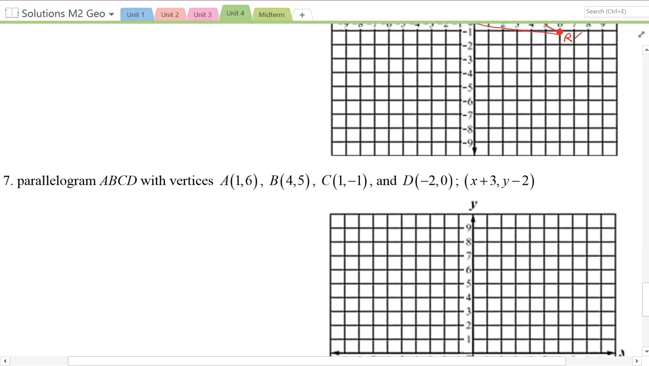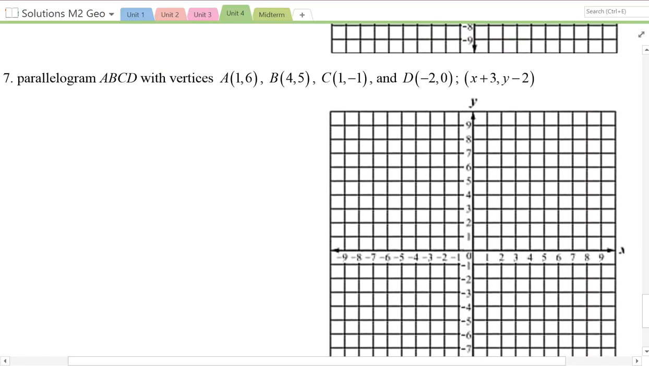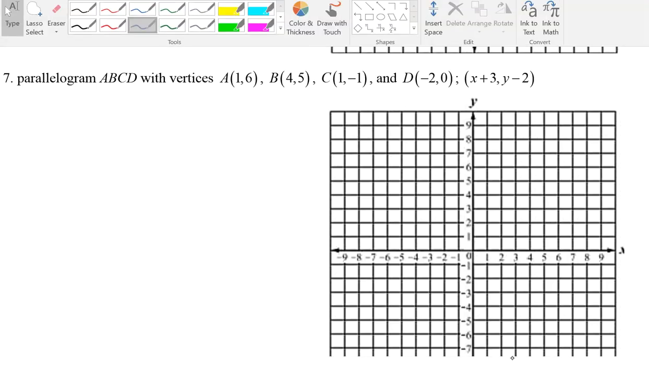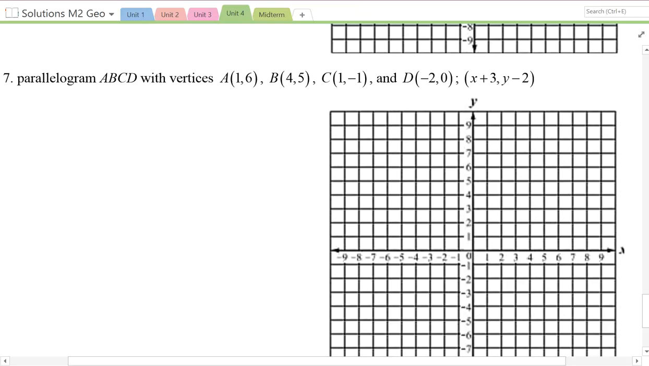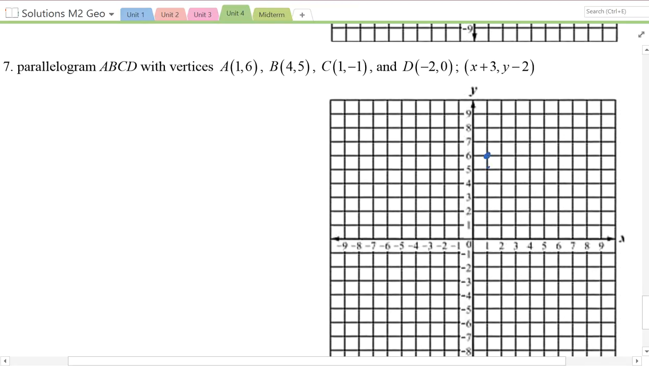In number 7, I will work with the points first and then I'll graph afterwards. But I will draw parallelogram ABCD first, just so we can see what that looks like. Here's point A, point B, point C, and point D. I'll connect them around: A to B, B to C, C to D, and then D to A.